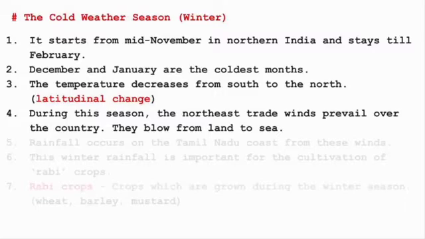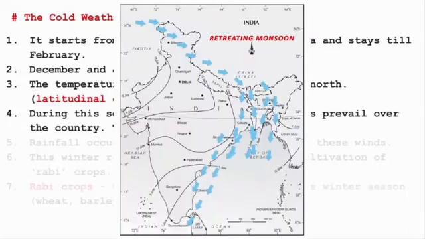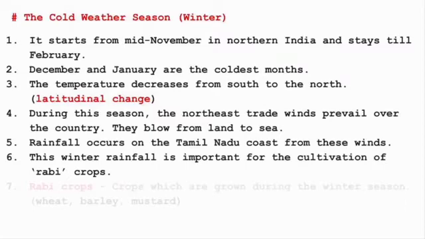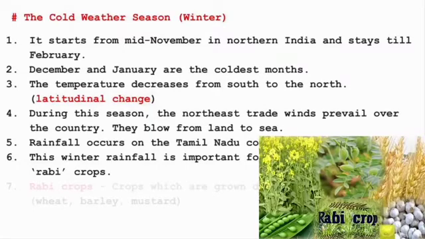As a result, when these cold winds start coming from the Arctic, they are hugely protected by the Himalayan barrier. Some of the winds that pass by from the northeastern part go towards the southern region, and these are responsible for rainfall in the winter season. This winter rainfall is important for the cultivation of rabi crops.